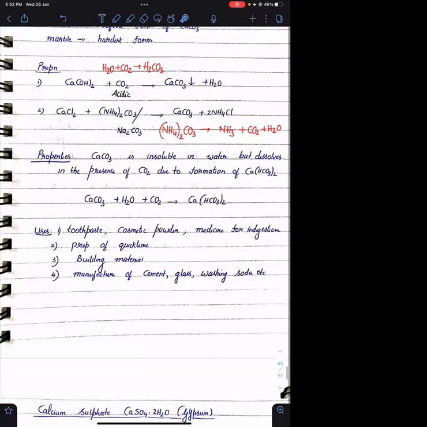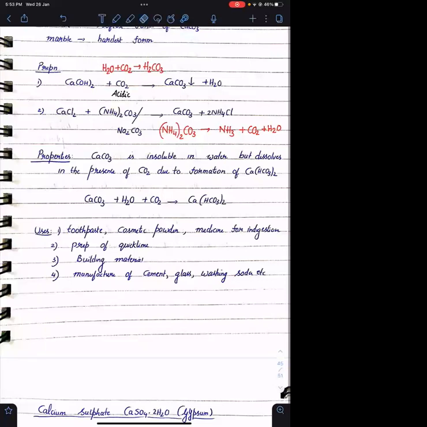Okay. Calcium carbonate is insoluble in water but dissolves in the presence of CO2. This is the test for CO2. Calcium carbonate, down the group the solubility decreases. Agreed? Down the group the solubility decreases. What is the reason for that? Carbonate being a larger species, down the group lattice energy will be decreasing at a slower rate. If it is decreasing at a slower rate, the solubility is going to decrease.